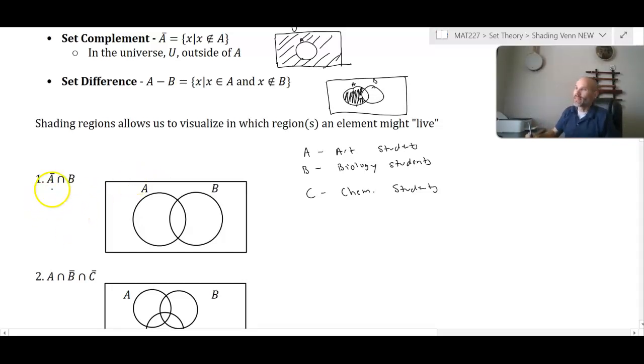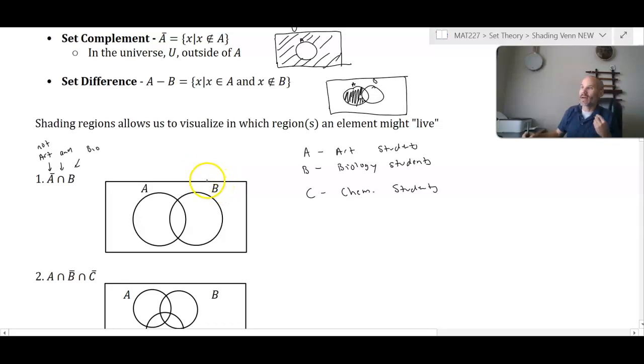So in the case where we only have two sets, of course we don't need to draw set C because we're only focusing on the relationship between A and B. But what would it mean to say A complement intersect B? Well, let's put this into more basic words. Complement means not in, right? So this is the group of students who are not art students and who are bio students.